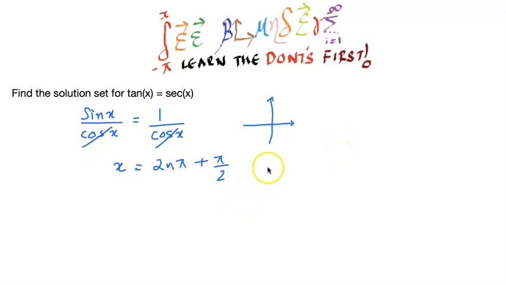And by substituting different values of n, let's start with n equals minus 1. So x equals minus 2 pi plus pi by 2. So that's minus 3 pi by 2 for n equals minus 1. N equals 0, x would be pi by 2. And n equals 1, x would be 5 pi by 2. So yeah, we are done, right?